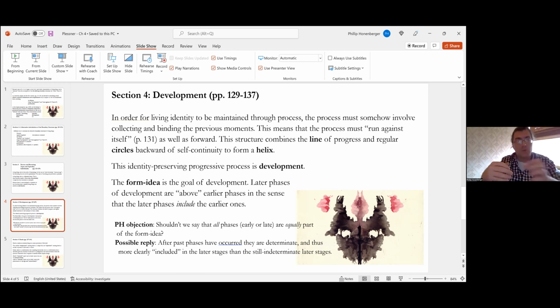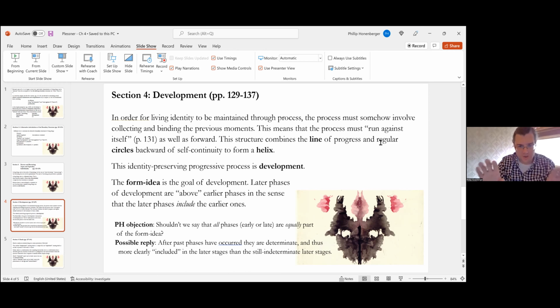And he says, note that this is connected with the form idea, the Gestalt idea that he described earlier, that the form idea is a kind of goal of development, that development is occurring in service of this form idea. And this means that we should understand later phases of development as somehow above or including earlier phases. Now, I'm not entirely certain, due to the limitations of my ability to go into detail in reconstructing it for this session, just what Plessner is even saying here.